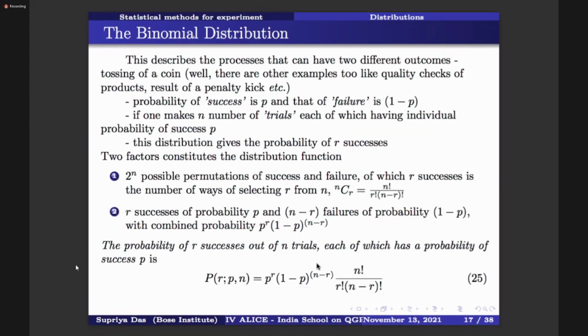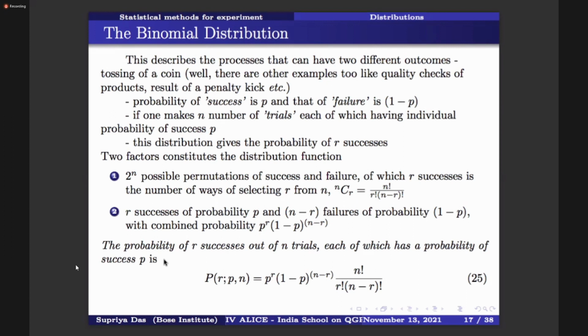Then the probability of r successes out of n trials, each of which has a probability of success p, which is written in this notation, P(r; p, n), where r is the number of successes, p is the probability of success, and n is the total number, is given by p to the r, (1 minus p) to the n minus r, into the first factor, which is n factorial over r factorial into (n minus r) factorial.